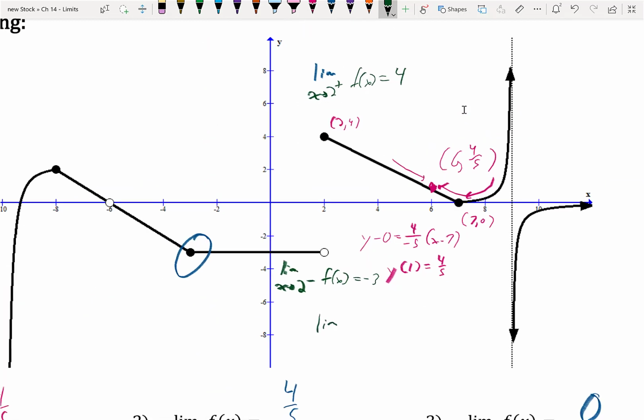And so the limit as x approaches 2 of f of x would be what? Since the limit as we approach from the right is 4, and the limit as we approach from the left is negative 3, then what's the limit as x approaches 2? Nope, doesn't exist. They are not the same, so we have to say the limit does not exist.